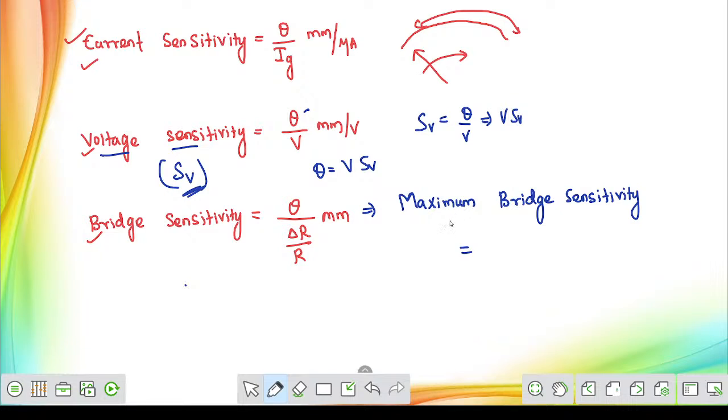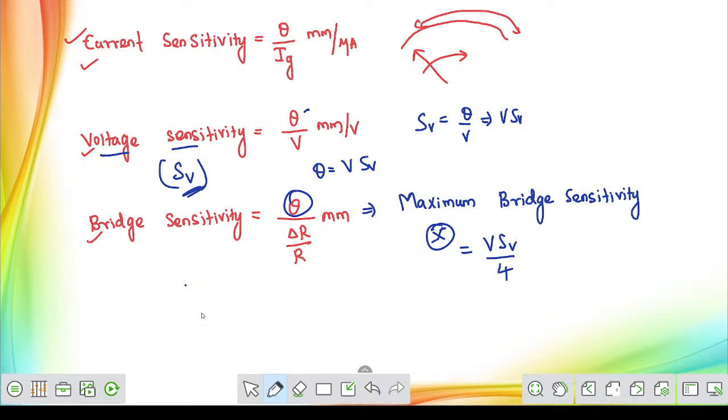So for maximum bridge sensitivity, replace this theta by V into SV. All put together, the formula will become V into SV by 4. This is the formula to obtain the maximum bridge sensitivity. Don't forget, this is a very important formula.